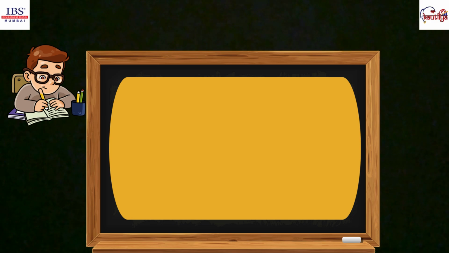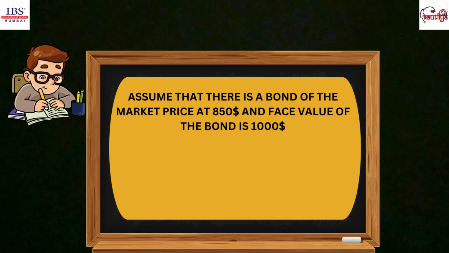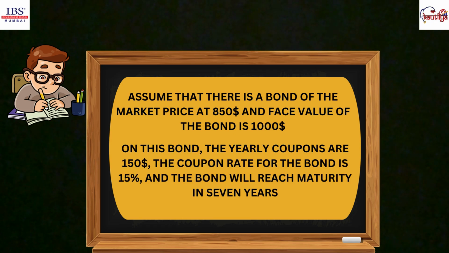Assume that there is a bond on the market priced at $850 and the bond comes with a face value of $1,000. On this bond, yearly coupons are $150. The coupon rate for the bond is 15% and the bond will reach maturity in 7 years.